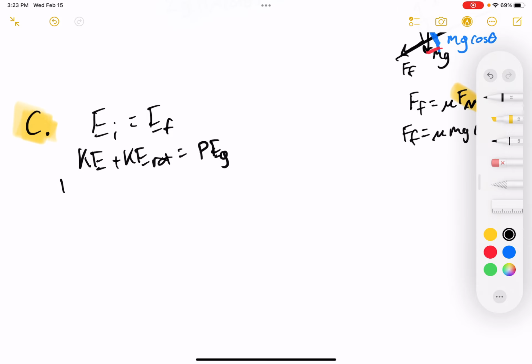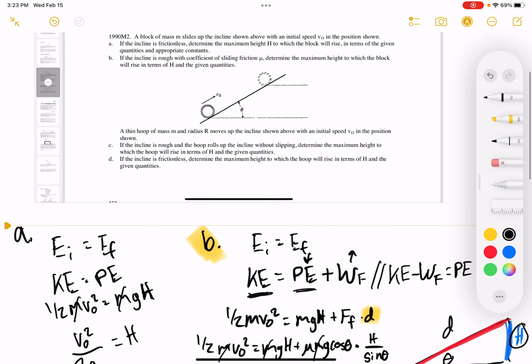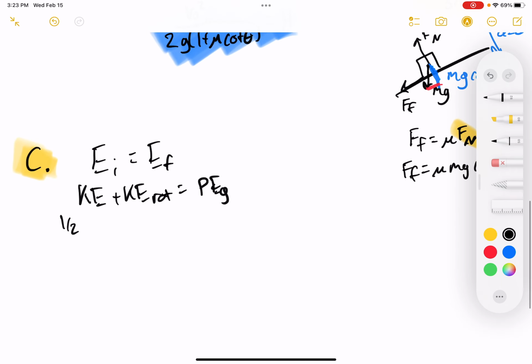So we have the formula for KE, 1/2 mv squared. So I have 1/2 mv squared plus KE rot, which is 1/2 I omega squared, equals mgh. Remember, this h here is capital H, and once again, that's what I'm trying to solve for. I've got to find this H, okay? Now, I can't leave I or omega in my answer, right? But I can transition those things to things I do know.